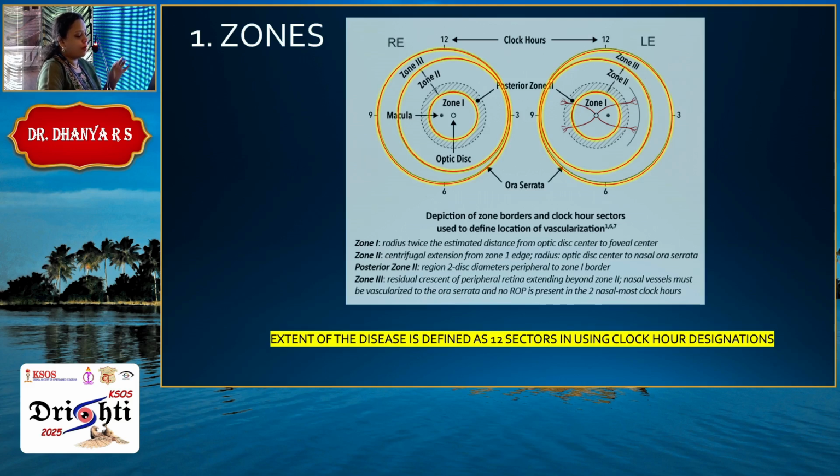And there is one important point that you have to notice here, that is a zone 2 posterior. What is a zone 2 posterior? It's an area which is 2 disc diameters extending from the border of zone 1 into zone 2. That is a zone 2 posterior disease. And how do you classify the extent of the disease? The extent is determined in clock hours, based on the 12 sectors of the clock. So these zones are very important when you are seeing a baby.